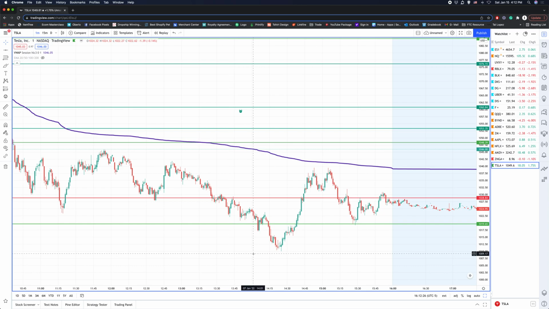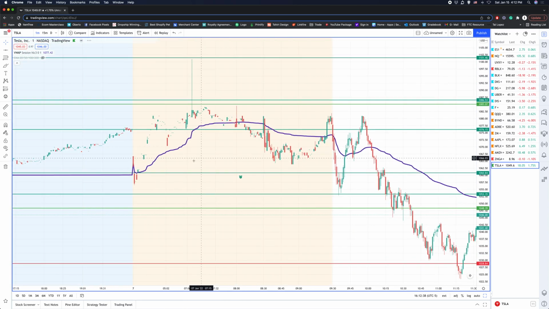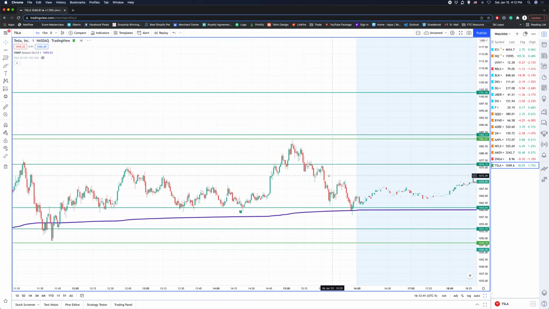At 4 o'clock, I came here to see what was going to happen, if it was going to reverse, but it did not. It was reaching, didn't quite get there, so I did not place any trades here. So this is what I do. This is how I check the VWAP.